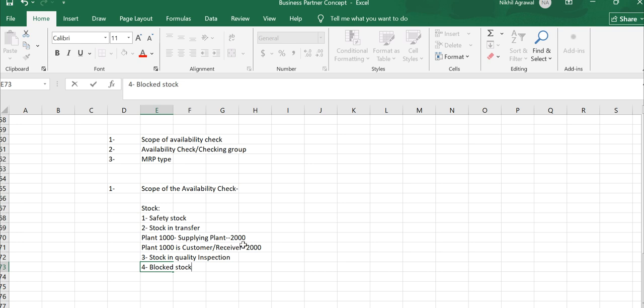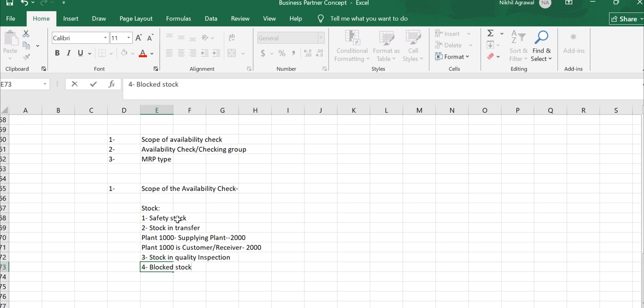So whether the system should consider all these four different types of stock in the availability check or not. This is called the scope of availability check, guys. Whether the system should consider the safety stock, stock in transfer, stock in quality inspection, or blocked stock. Should the system consider all these four stocks or not? What is the scope of the availability check? These components define it, guys.